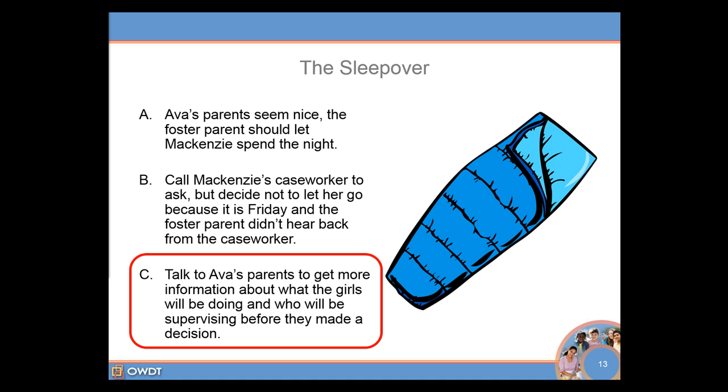The answer is C. If the foster parent feels comfortable after talking to Ava's parents and has reviewed the factors that should be considered when making the standard, they can approve Mackenzie to spend the night.